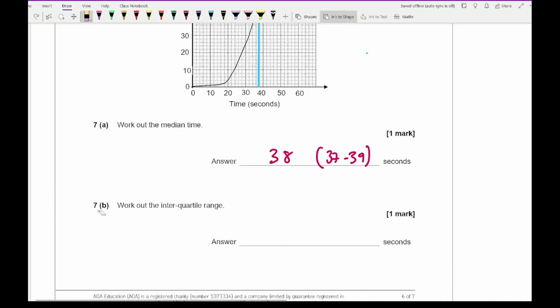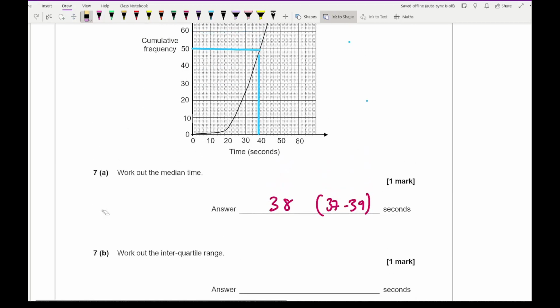So looking at question 7b, it says work out the interquartile range. So for this, as there's a total of 100, my lower quartile is going to be at 25 and my upper quartile is going to be at 75. So find 25, and let's get a different color, pink, and we're just going to draw a horizontal line until it hits the curve and then project downwards. My lower quartile is 30.